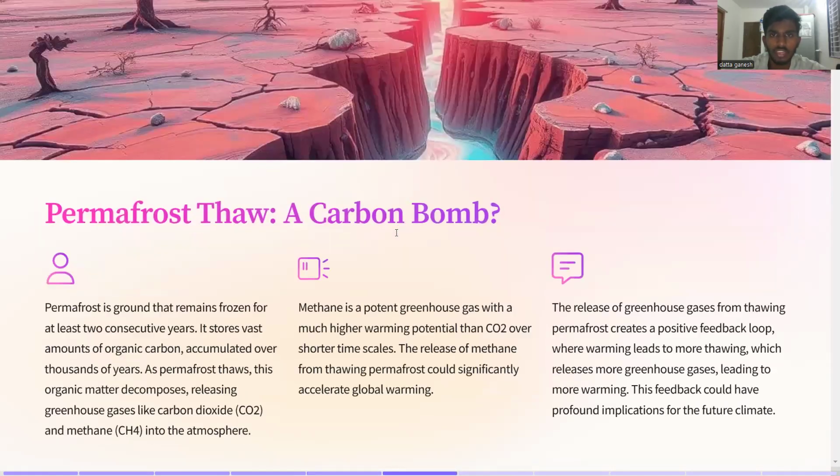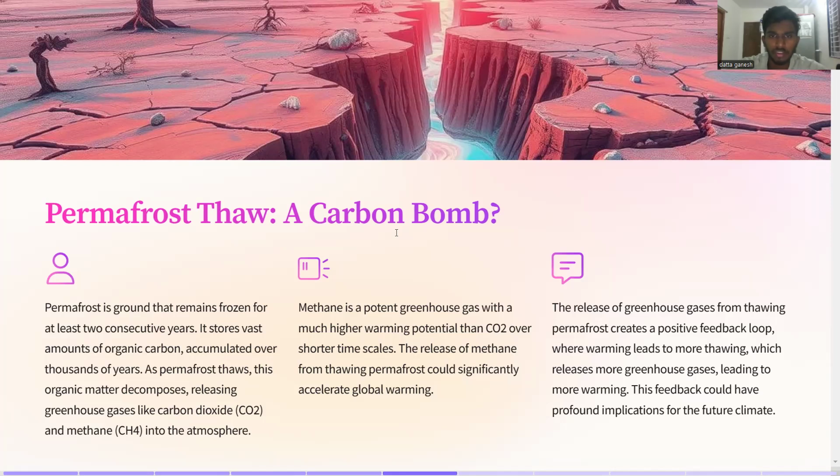Permafrost thaw. A carbon bomb. Permafrost is ground that remains frozen for at least 2 consecutive years. It stores vast amounts of organic carbon accumulated over thousands of years. As permafrost thaws, this organic matter decomposes, releasing greenhouse gases like carbon dioxide and methane into the atmosphere.